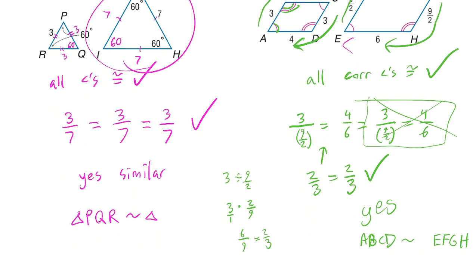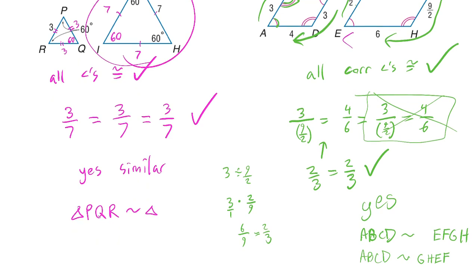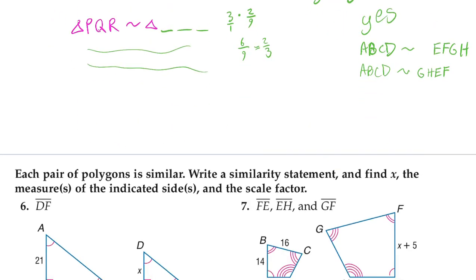Okay. But you also could have said ABCD is similar to, and we could have started at G because that was the exact same corresponding angles and everything. So GHEF, both of those statements are true. And then over on the right, we could have done all 3 orders, like jumble those up. So there were actually 3 possible statements there with the orders jumbled.